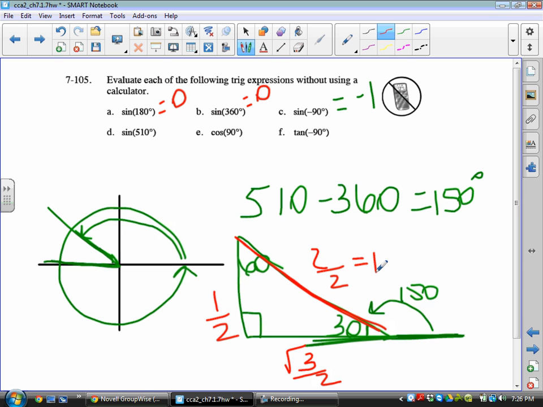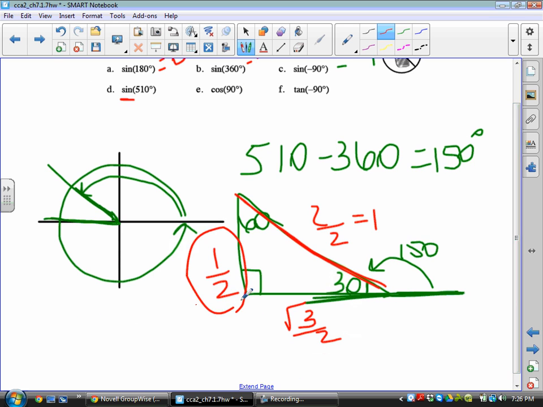So I want to know the sine. Sine is my height. So look, what's the height? 1/2. I just went around the circle one extra time rather than 150 degrees. I went around it a second time, but you still end up at the same spot right there. So the height of 510 is going to be 1/2. Draw your circle and draw the triangle inside of it.